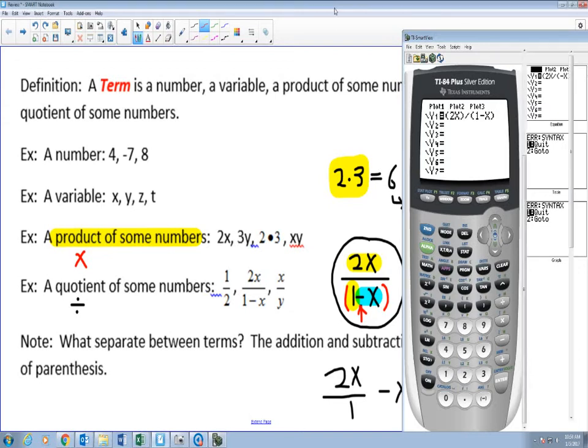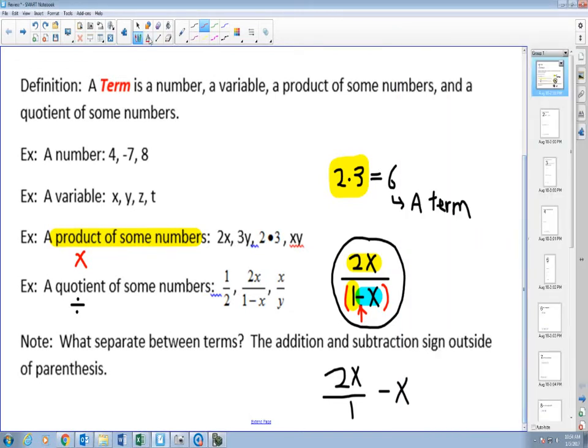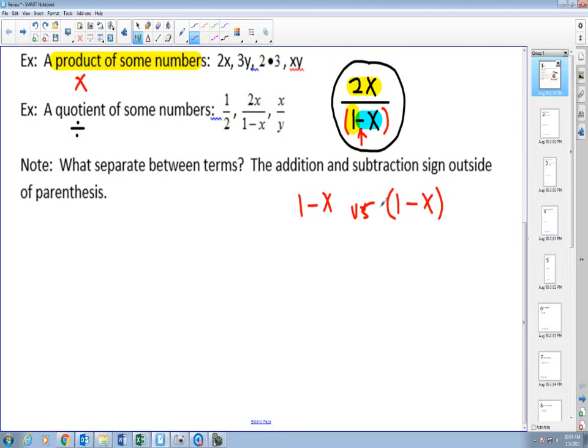Alright, so real quick, what is very strange is when I simply write down a 1 minus x, that's two terms. But if I write 1 minus x in parentheses, that actually becomes one term. Because what's in front of the parentheses is a positive 1 times. So that actually makes it one term. Multiplication between anything is one term.